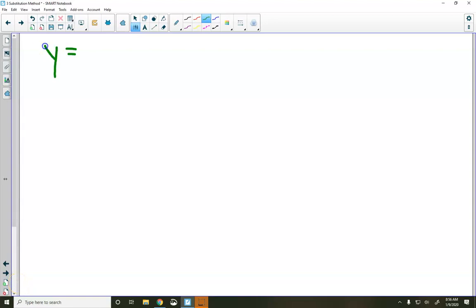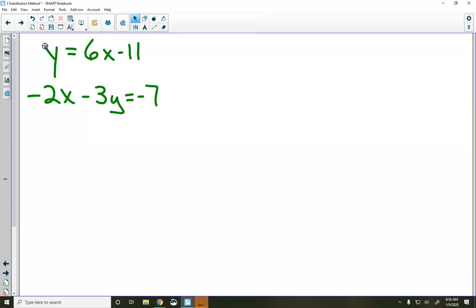Problem of y equals 6x minus 11 and negative 2x minus 3y equals negative 7. And we're going to use the substitution method here, because we have an isolated variable, y. Y is equal to 6x minus 11.